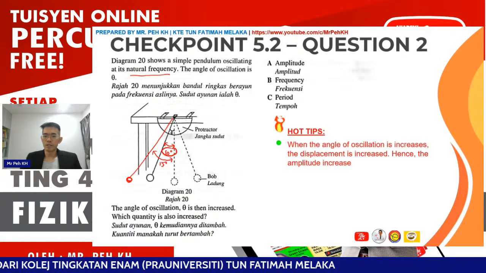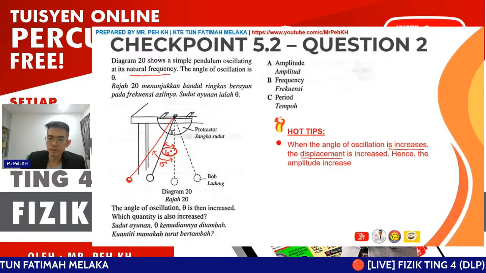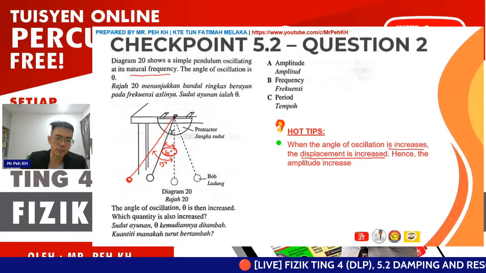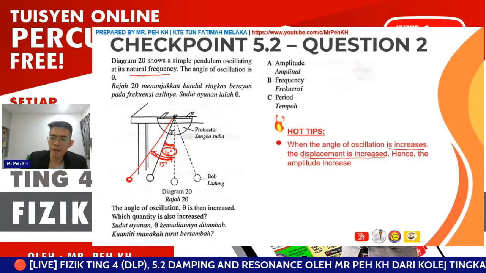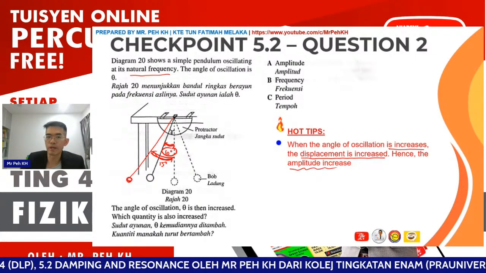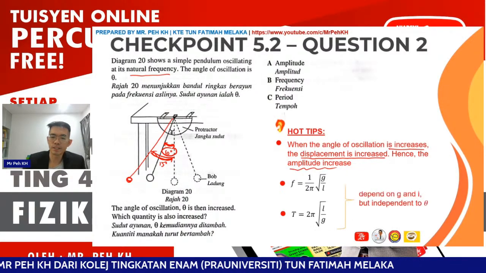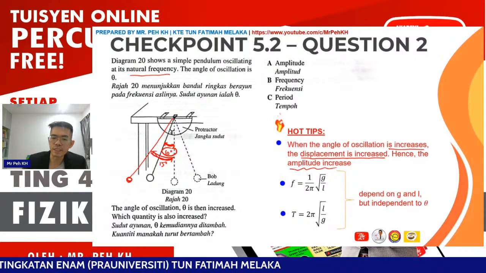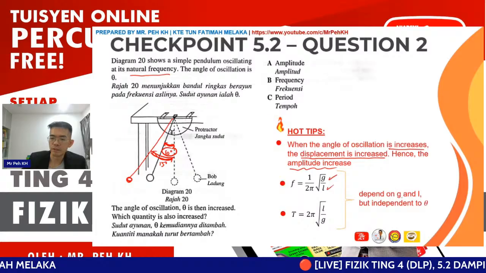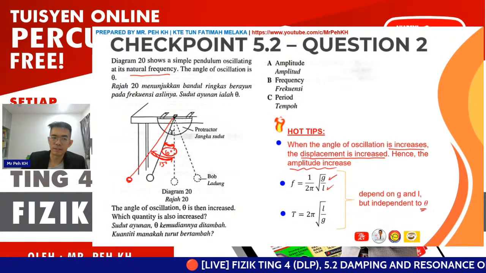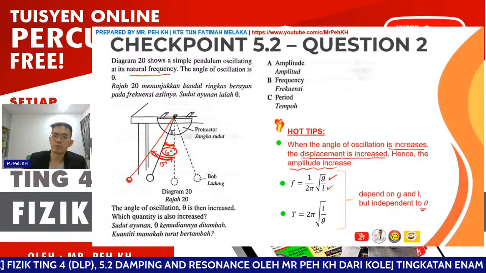You can see here, when the angle of oscillation increases, the displacement increases. You can see from the figure I drew here: 10 degrees will be here, 15 will be here. Hence the amplitude will be increased, so the answer is actually A. For frequency and period, we went through the formula just now. The frequency and the period are affected by g and L, right? They do not depend on theta, the angle of oscillation here. So the answer is very clear. It will be A.